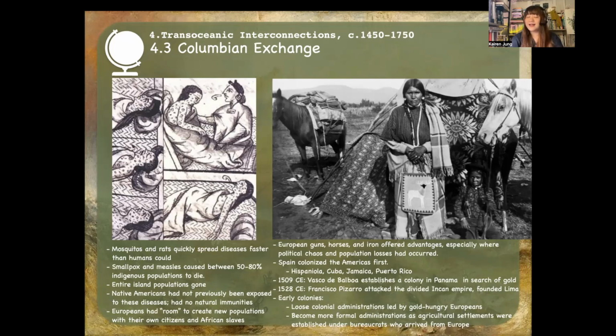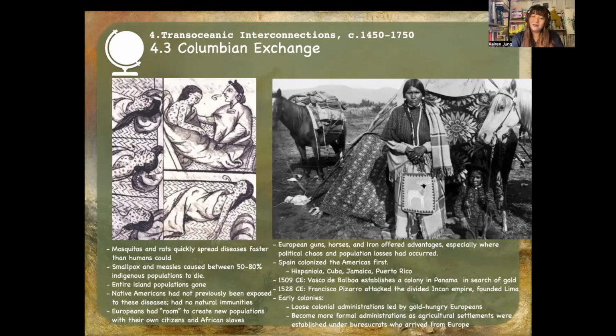European guns, horses, and iron offered advantages where political chaos and population losses had occurred. Spain colonized the Americas first, in Hispaniola, in Cuba, and Jamaica, and Puerto Rico. In 1509 CE, Vasco de Balboa established a colony in Panama in search of gold. In 1528 CE, Francisco Pizarro attacked the divided Incan Empire and founded Lima.